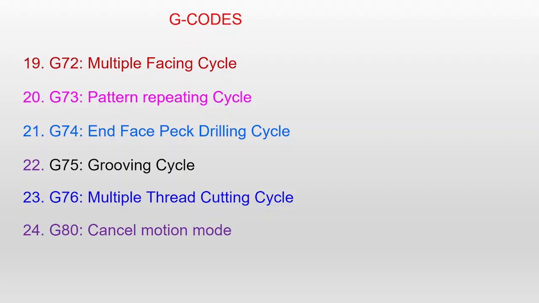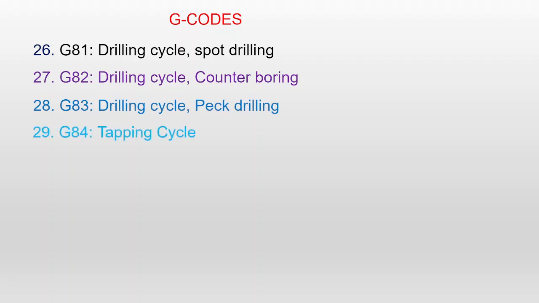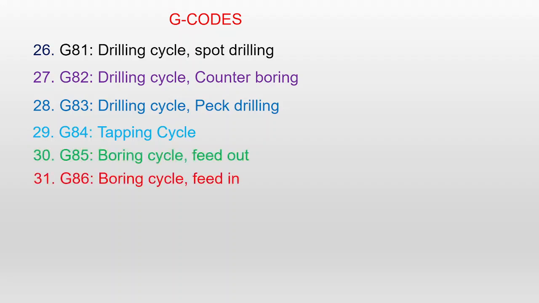This command cancels any motion mode previously set, such as the canned cycles or drilling cycles. G81, drilling cycle, spot drilling. G82, drilling cycle, counter boring. G83, drilling cycle, peck drilling. G84, tapping cycle. G85, boring cycle, feed out. G86, boring cycle, feed in. G90 or G91, distance mode selection.